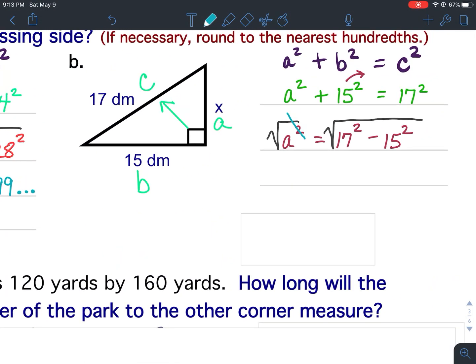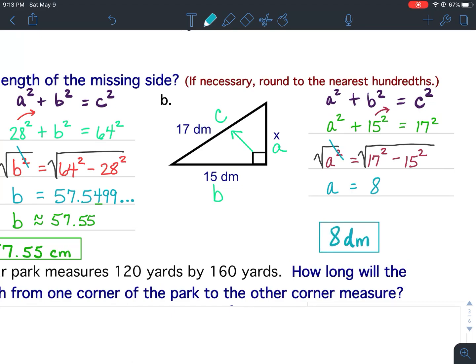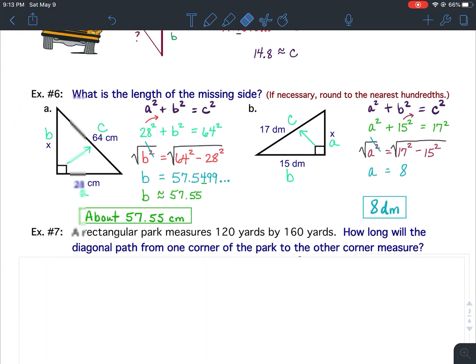So A equals 8. All right, so our final answer is 8 decimeters. Go ahead, pause your video, and get that written down. Okay, if you have any questions on example 6, please let me know.